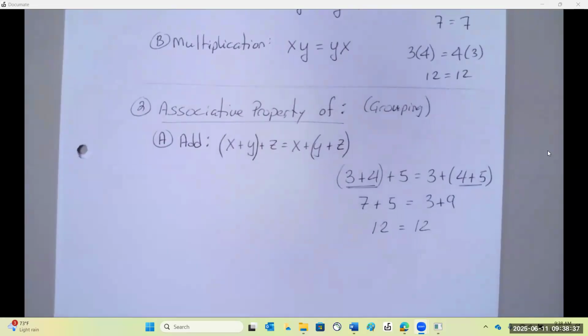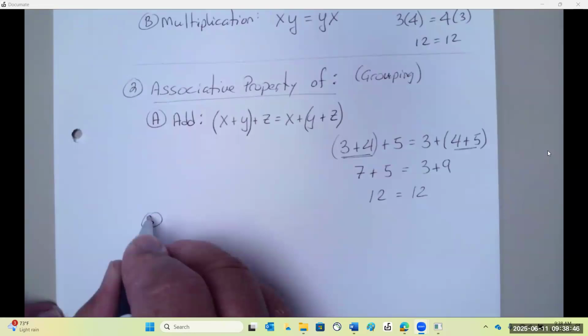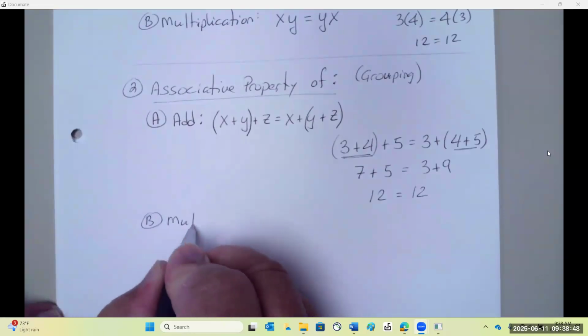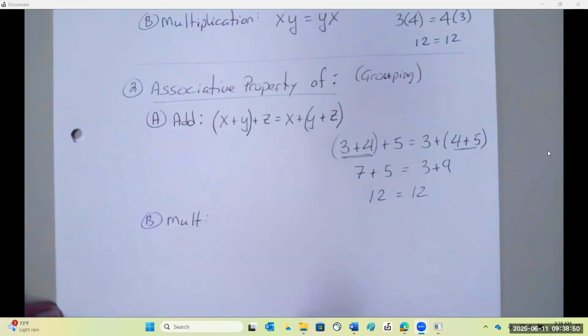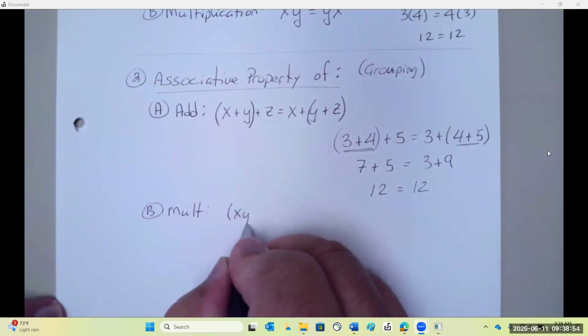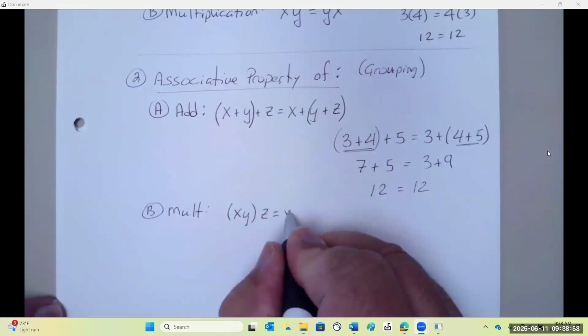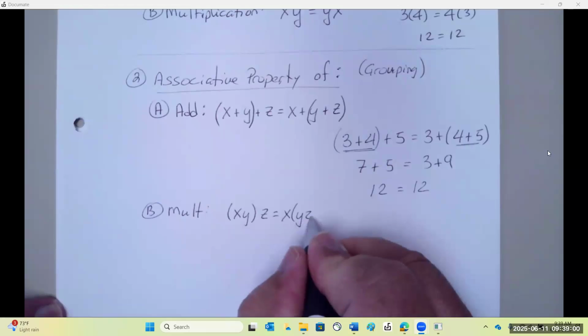Not too impressive, but the next one is going to show us the true power of this. So the next one is the associative property of multiplication, which says x times y times z is equal to x times y times z.